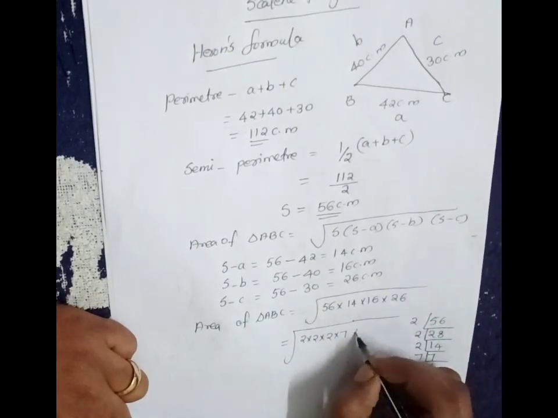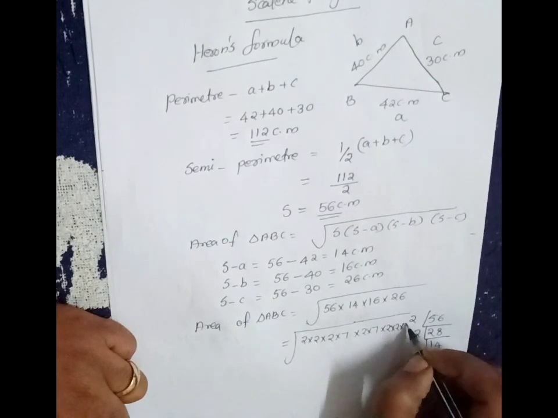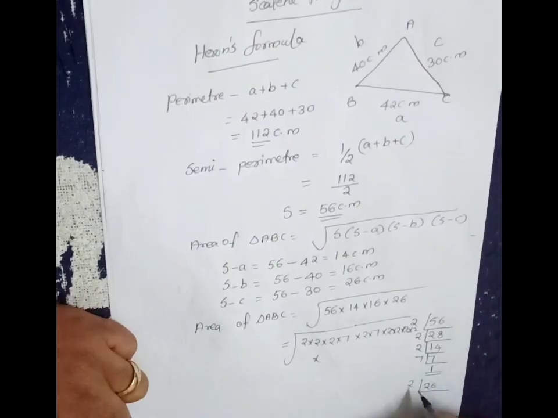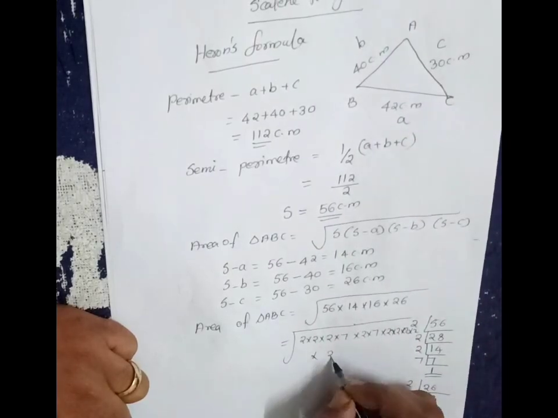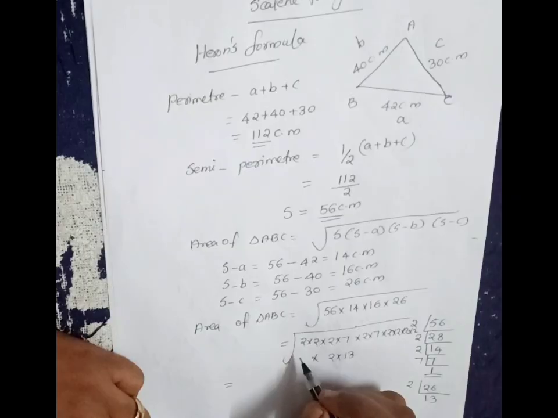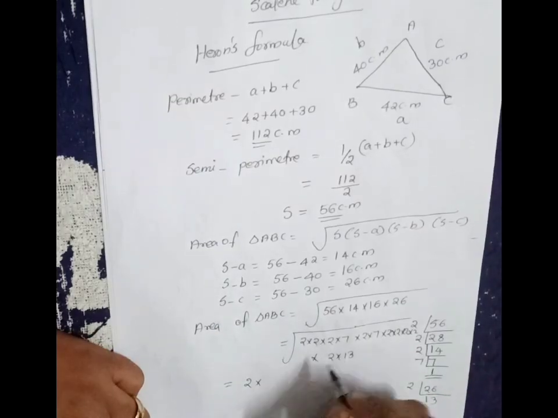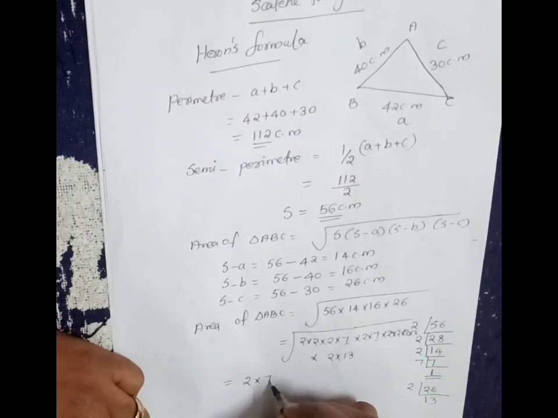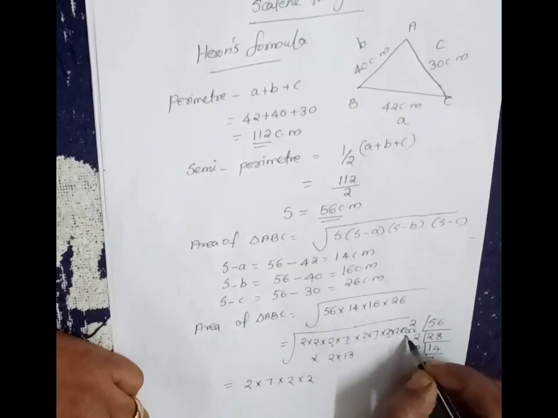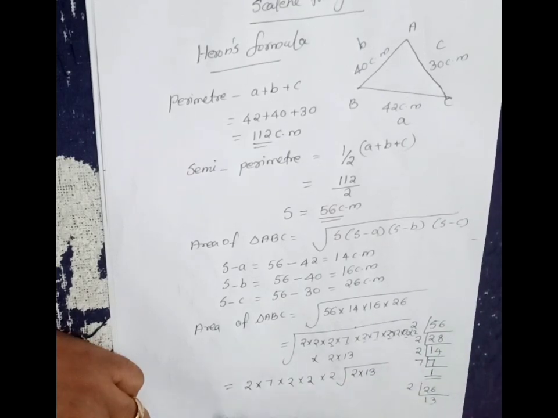Then 14 can be factorized into 2 into 7. Then 16 can be factorized into 2 into 2 into 2 into 2. Then 26 can be factorized into 2 into 13. Under the square root, for each pair we can take one number outside. 7 into 7, we take 7 outside. Then each pair of 2s, we take 2 outside, and the remaining 2 into 13 stays inside the square root.